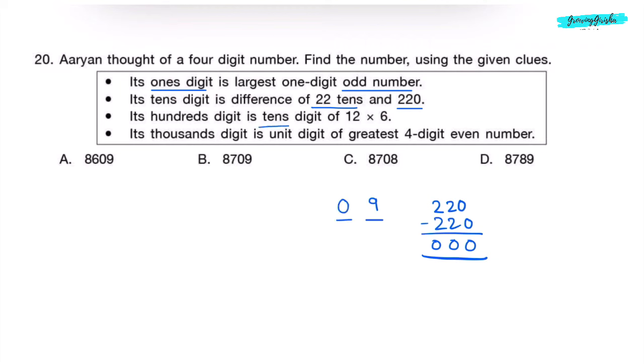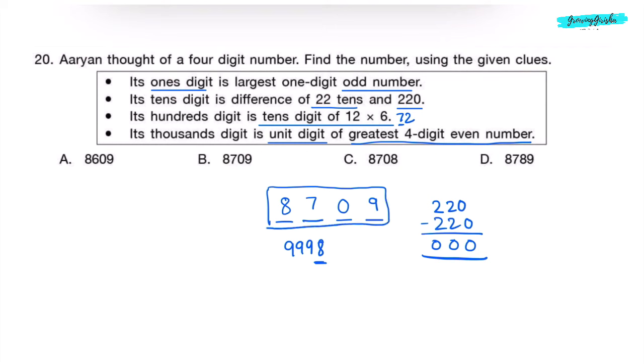100's digit is 10's digit of 12 into 6. 12 6 are 72. So the 10's digit of 72 is 7. So our 100's digit is 7. 1000's digit is unit digit of greatest 4-digit even number. Greatest 4-digit even number is 9998. So which is the unit digit in this number? Yes, 8 is the unit digit. So we will write 8. So the number is 8,709. Correct answer is option B.